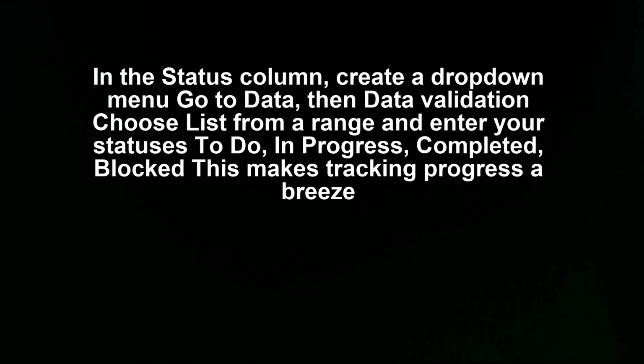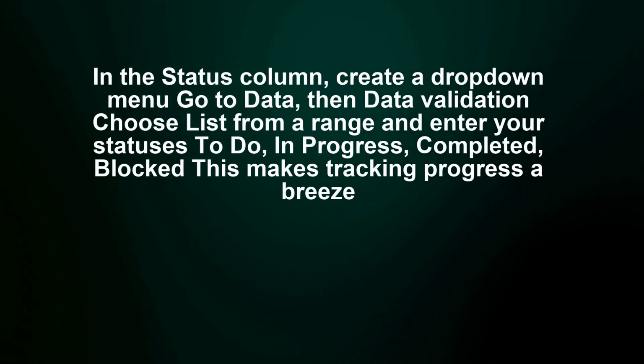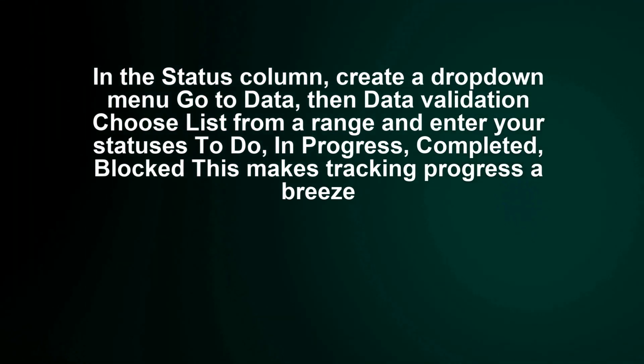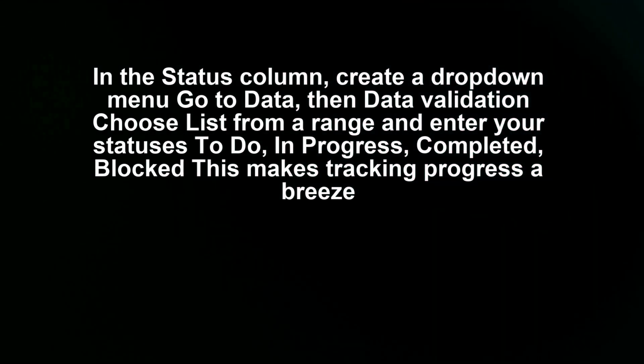In the status column, create a drop-down menu. Go to data, then data validation. Choose list from a range and enter your statuses: to do, in progress, completed, blocked. This makes tracking progress a breeze.